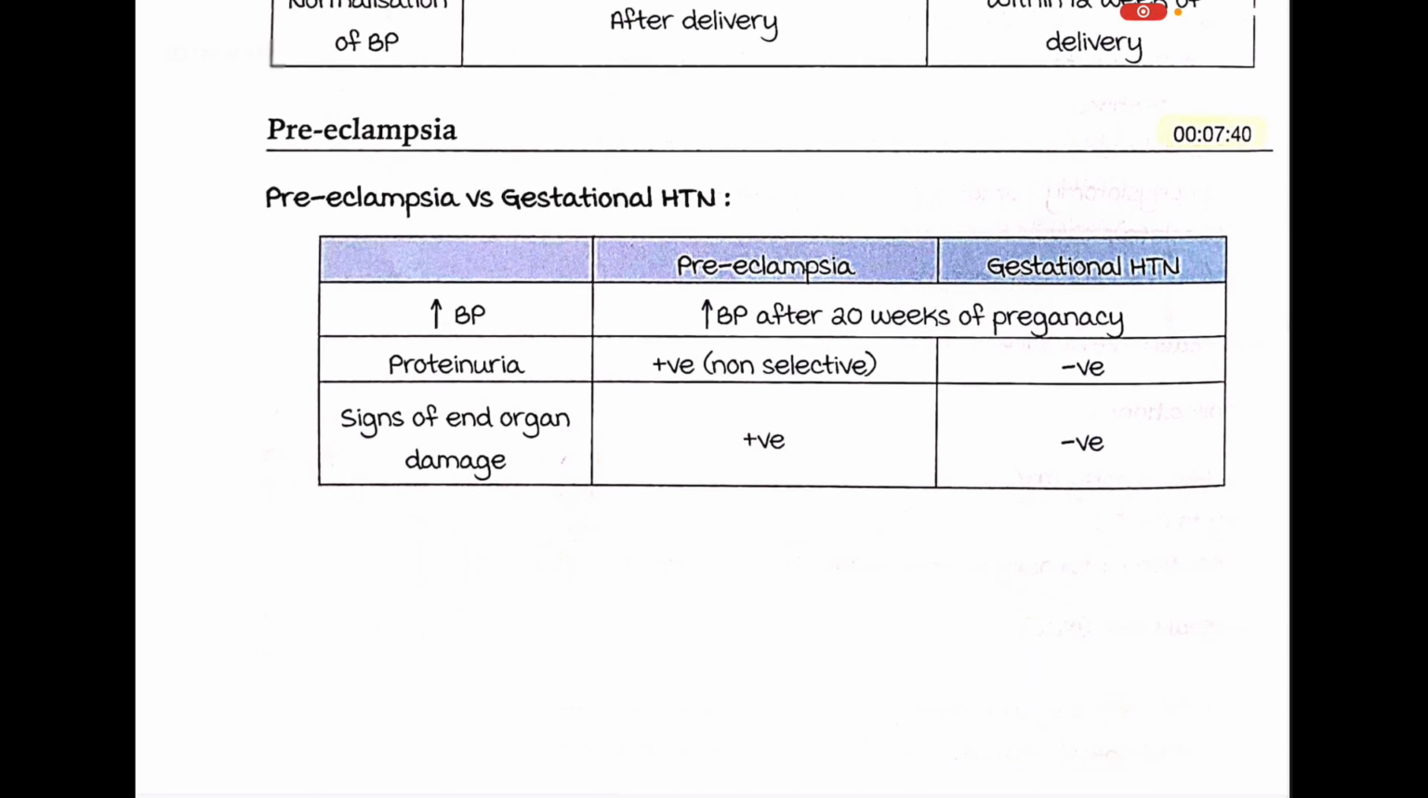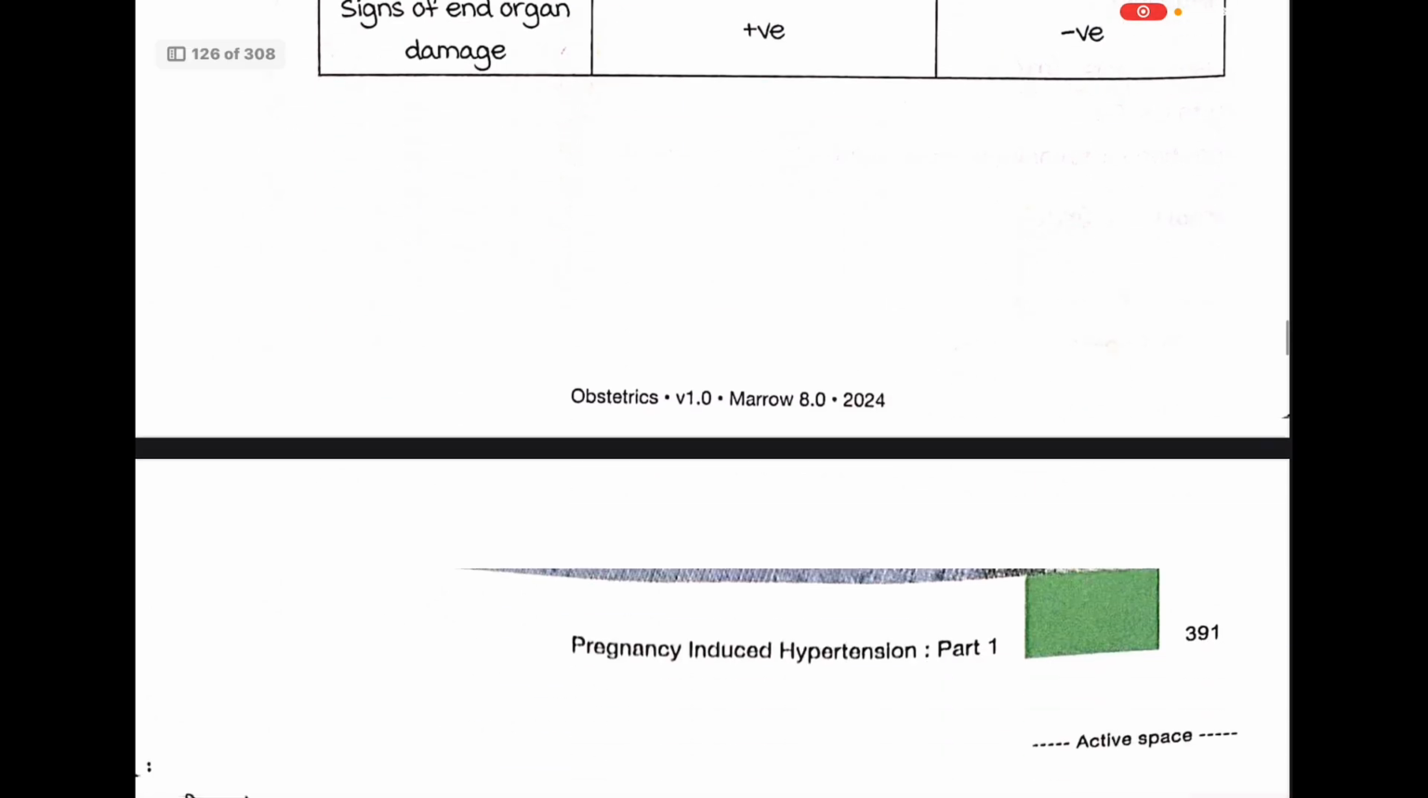Preeclampsia versus gestational hypertension. BP increases in both after 20 weeks of pregnancy. Proteinuria, positive and non-selective, is present in preeclampsia and absent in gestational hypertension. Signs of end organ damage are present in preeclampsia but absent in gestational hypertension.